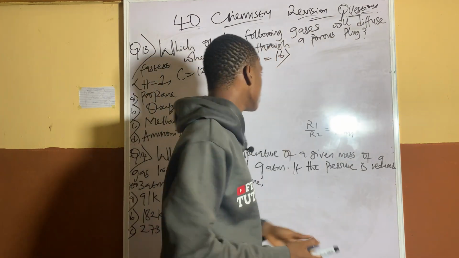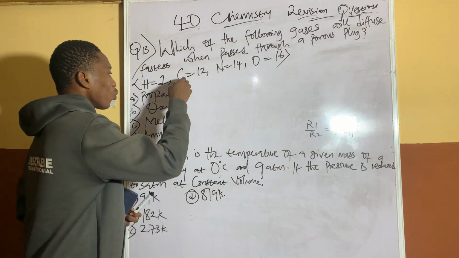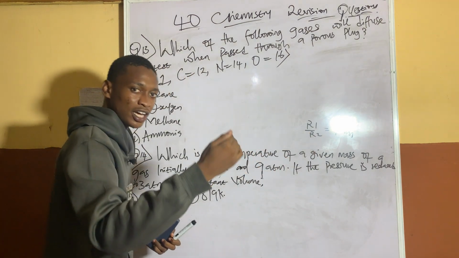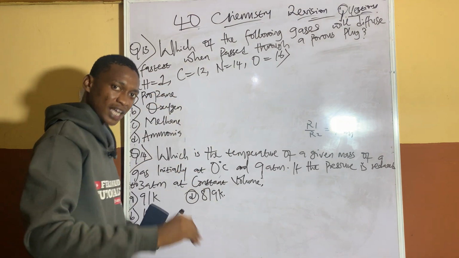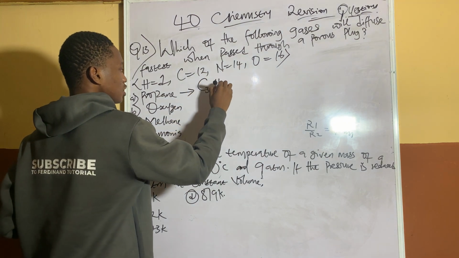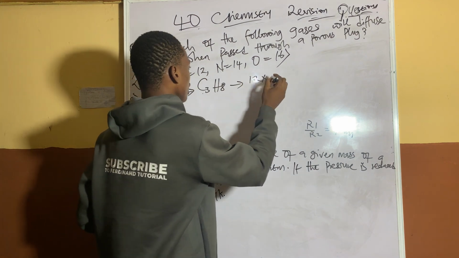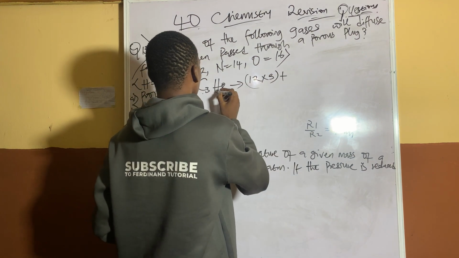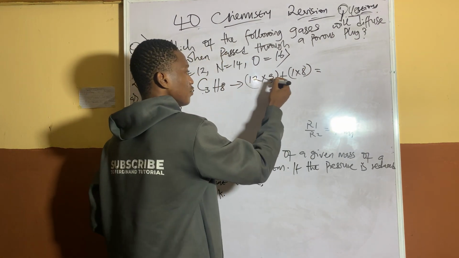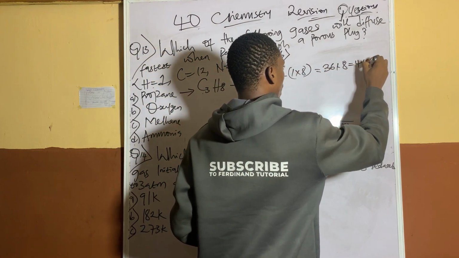So if we're asking about the gas that will diffuse fastest, we are looking at the gas that has the lowest molecular mass. Because for you to diffuse faster, you must have a lower molecular mass compared to the others. So propane is C3H8. What is the molar mass? It should be 12 times 3, because carbon is 12, plus hydrogen, which is 1, times 8. So 12 times 3 is 36, plus 8, which is 44 grams per mole.